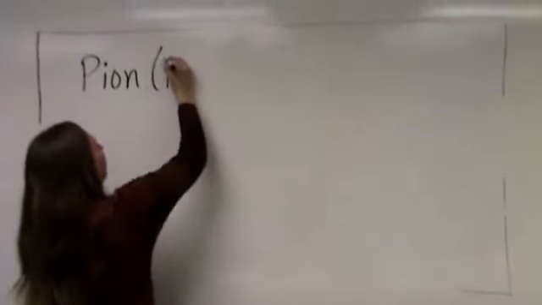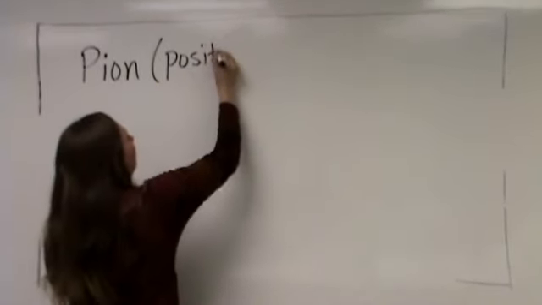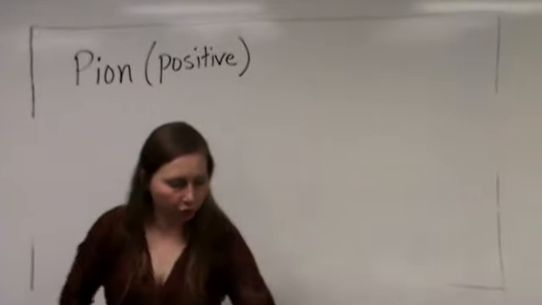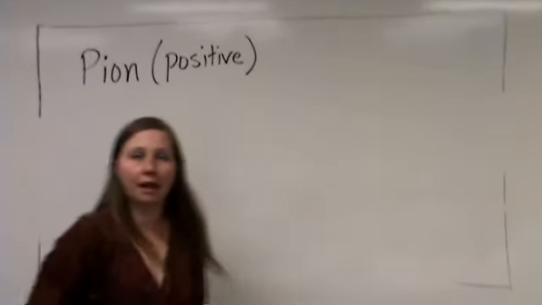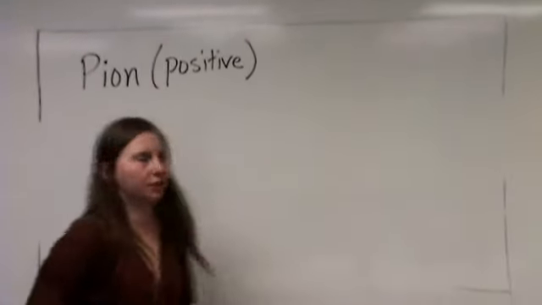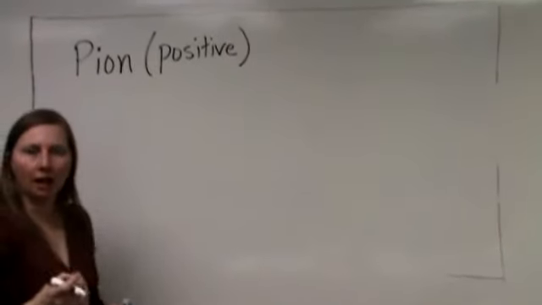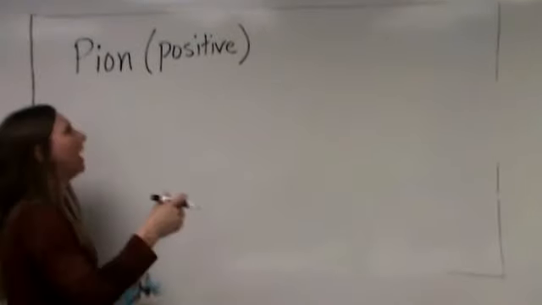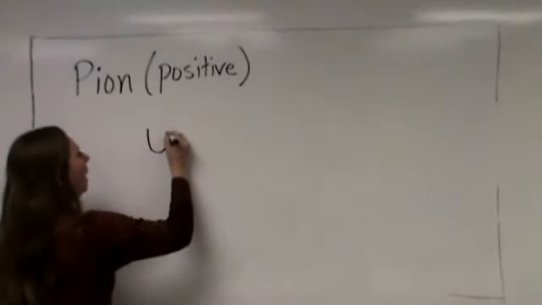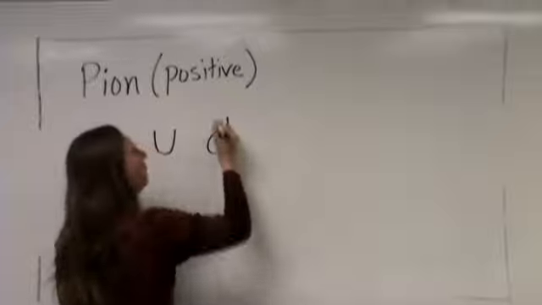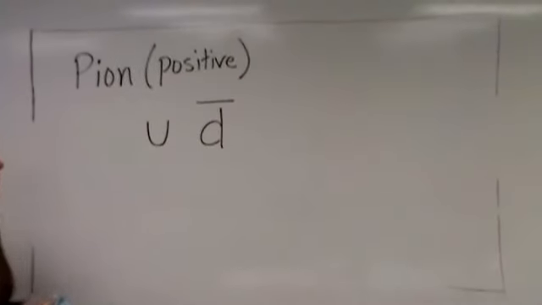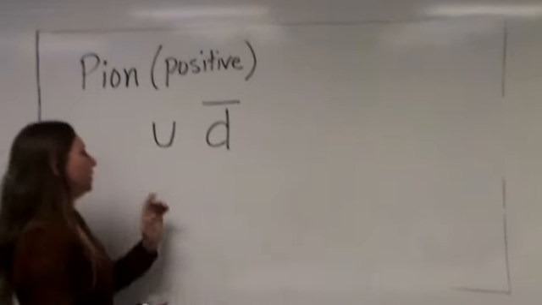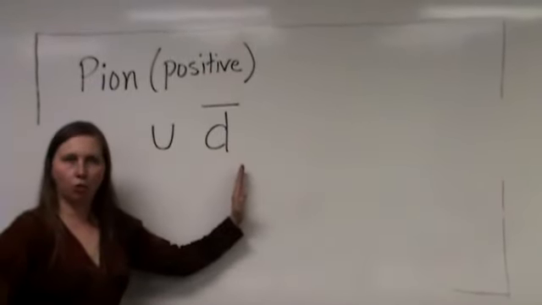And this particular pion is going to be positive. In a moment, I'll also show you a neutral pion. But the first pion that I show you will be positive. Now, a pion is composed of 1 up quark and 1 down antiquark. Remember that a meson, every meson, is composed of a quark and an antiquark.